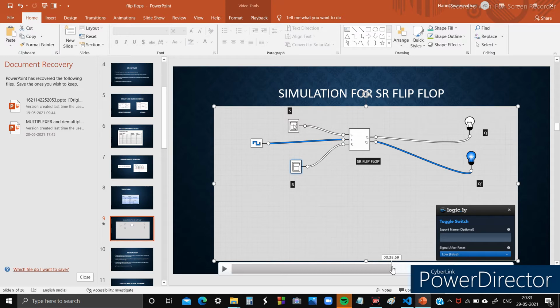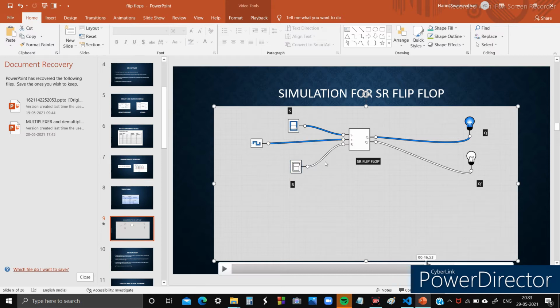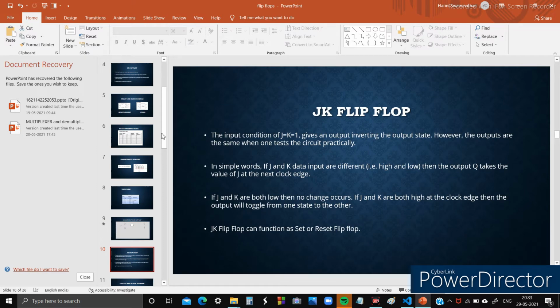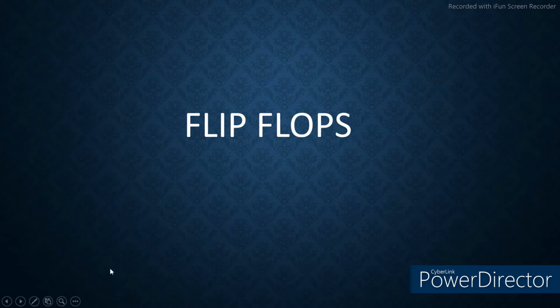By giving 0 in S and 0 in R, there is no change. By giving 1 in S and 0 in R, we get Q as 1 and Q bar as 0. By giving 1 in both, we get both as 0. And this is all about the simulation for the SR flip-flop.